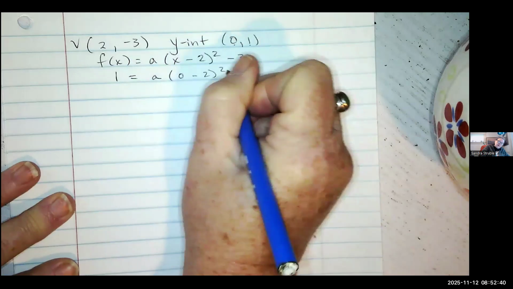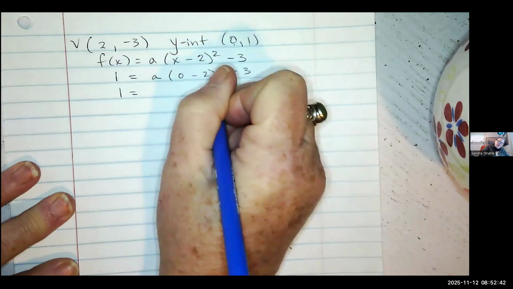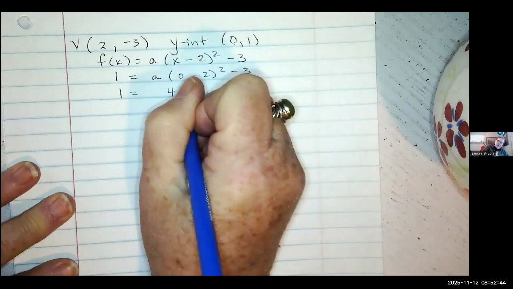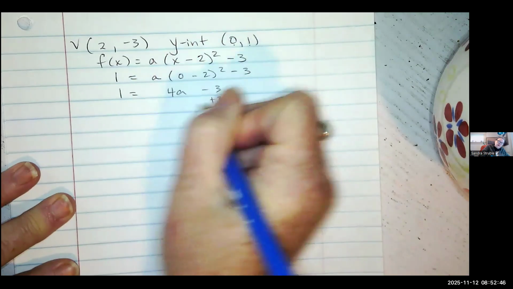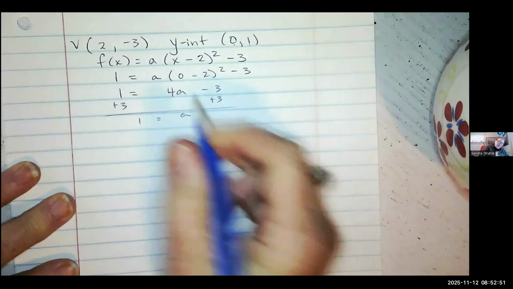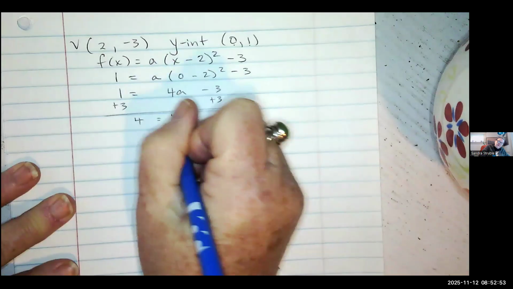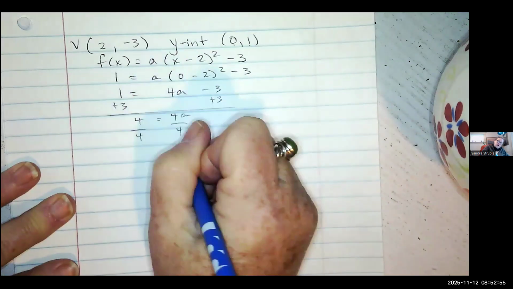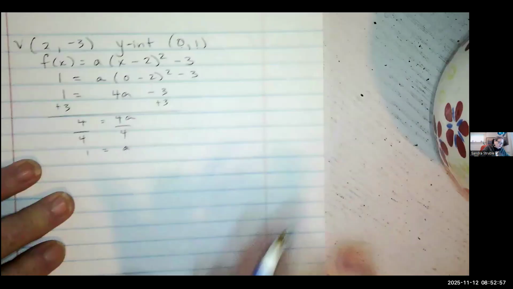This is going to be -2 squared is 4. So 4a minus 3, add 3 to both sides. I'm sorry, I skipped a step. There we go. Divide by 4. A is 1.